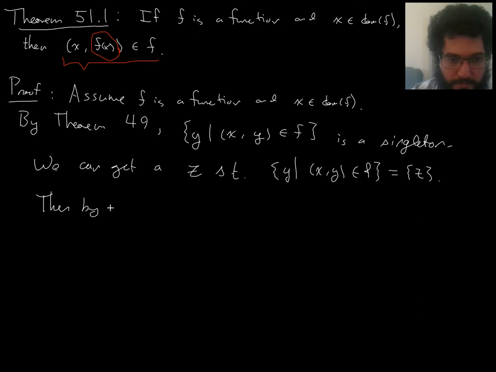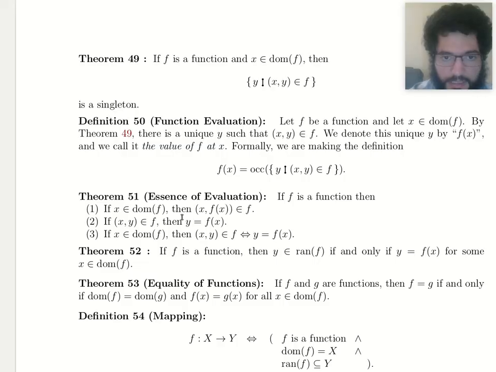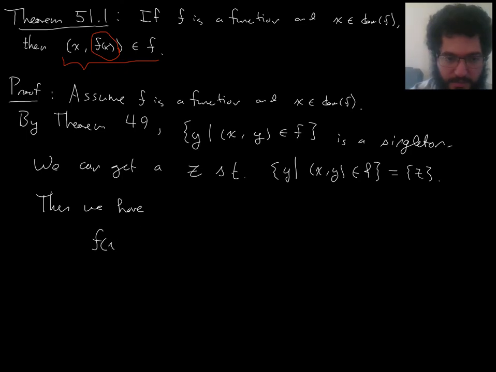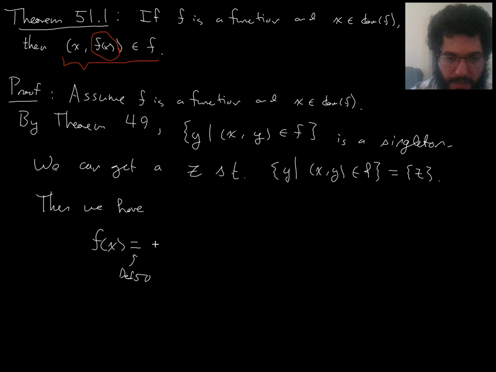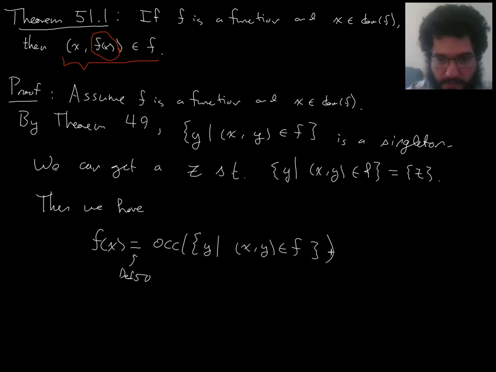So then we have, let's see, f of x, by definition 50, f of x is the occupant of that set. Like that. And then now I'm using Theorem 4, I guess, to replace something by something that it's equal to. So that's the occupant of singleton Z.